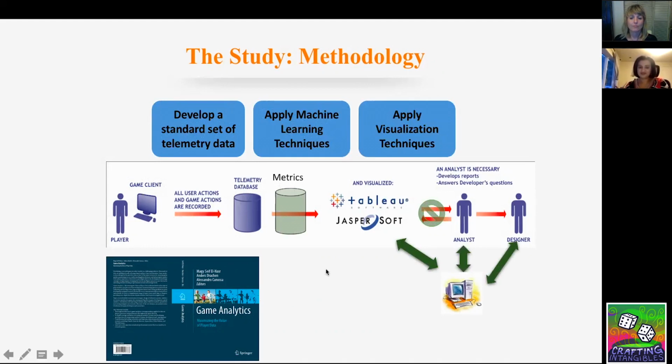And most of these techniques are discussed in the book that we developed after we finished all of that. So the book is called Game Analytics.